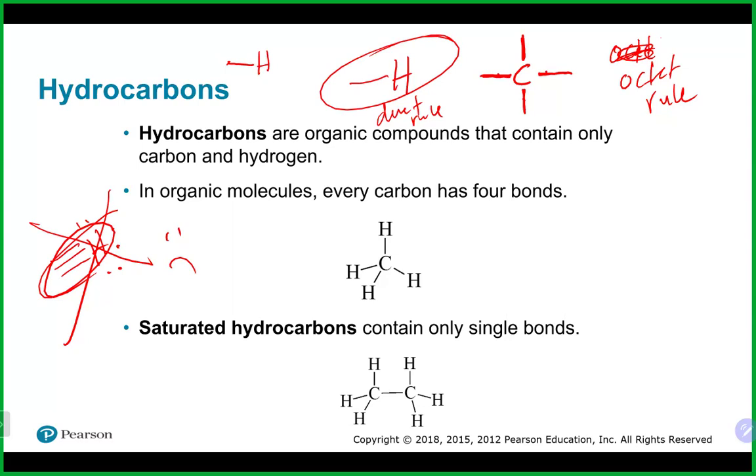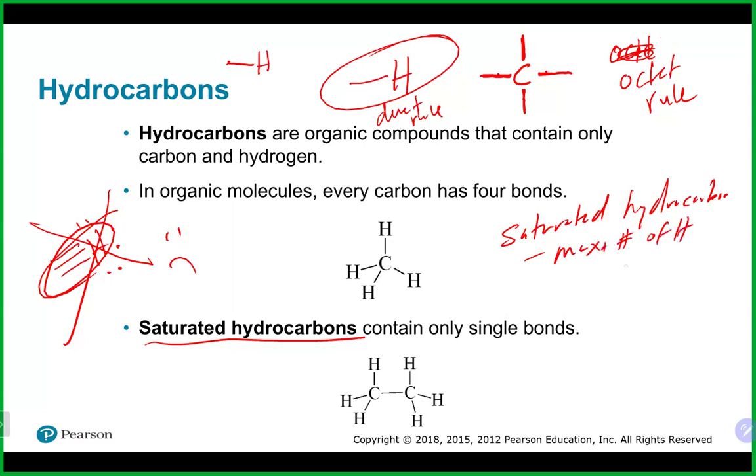So carbon should only have something like this. This is what is known as a saturated hydrocarbon. A saturated hydrocarbon has the maximum number of hydrogens possible. Which means in this guy right here, I have one carbon and it wants to make four bonds and it has four hydrogens. That is the maximum number of hydrogens that it can have.